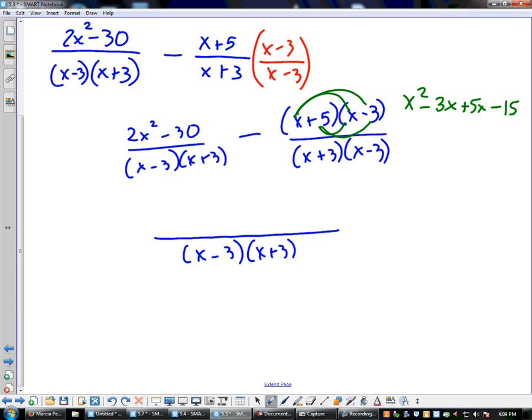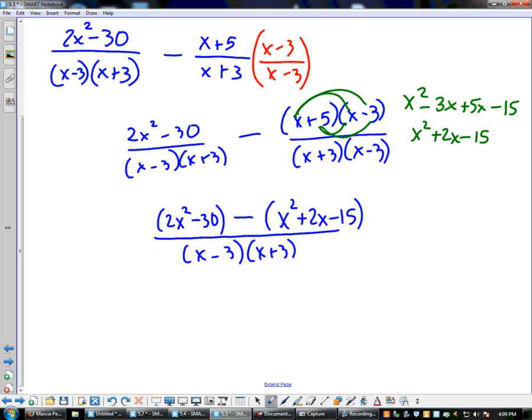So that numerator really cleans up to x squared plus 2x minus 15. So if I want to combine the two numerators here, the first fraction had 2x squared minus 30. I'm going to subtract that from my second numerator. Again, I need parentheses here. X squared plus 2x minus 15.